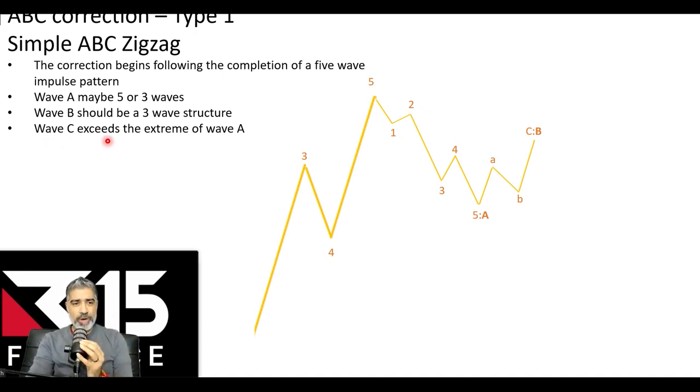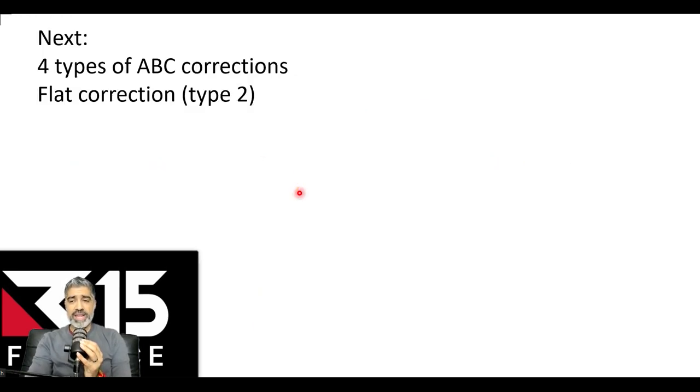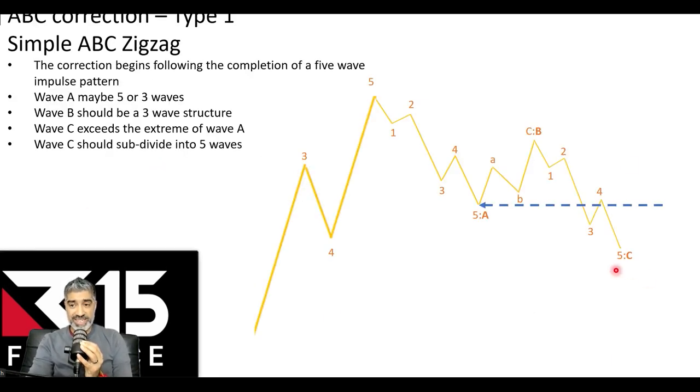Wave C often exceeds the extreme of wave A. So here's the extreme of wave A, and then wave C would often, this is most common, break the extreme of wave A. And wave C breaks down into 5 waves. So it subdivides into 5 waves more often than not, and it's pretty clear. And then we should get a continuation of the trend.